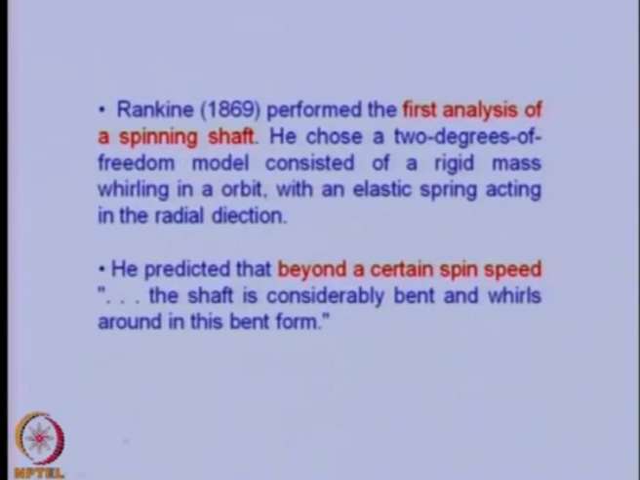Rankine in 1869 performed the first analysis of a spinning shaft. He chose a 2 degree of freedom model consisting of a rigid mass whirling in an orbit with an elastic spring acting in the radial direction, and he predicted that beyond a certain spin speed, the shaft is considerably bent and whirls around in its bent form.